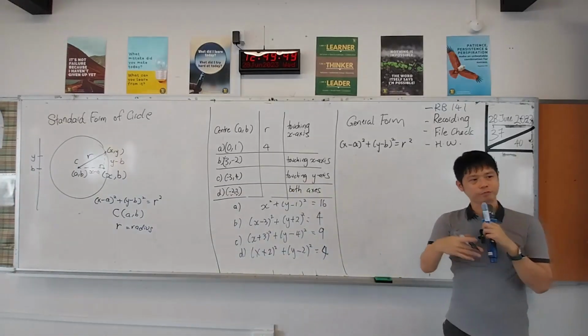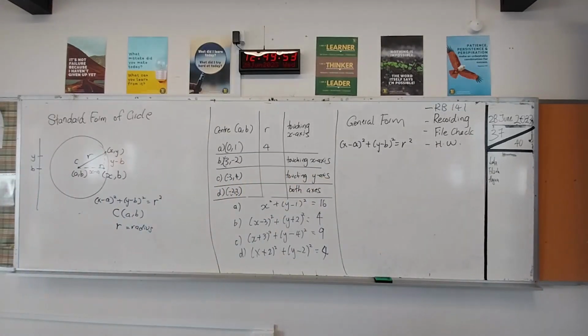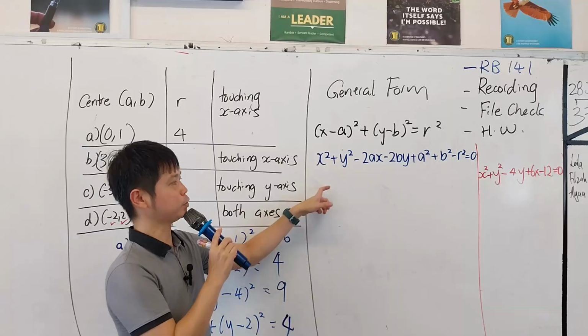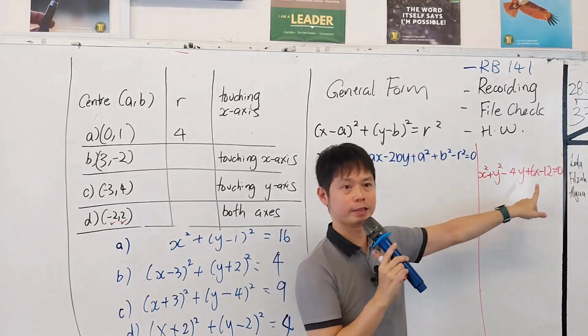All right, I give you all some time. You all very sian, right? Sit there, listen. Can you expand this thing fully? Expand it fully, everything bring to the left-hand side. Okay, so after expanding, this is the expanded form. How do I then change it to look like this?